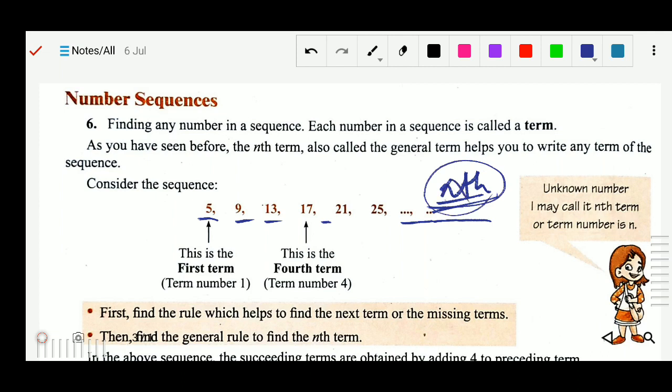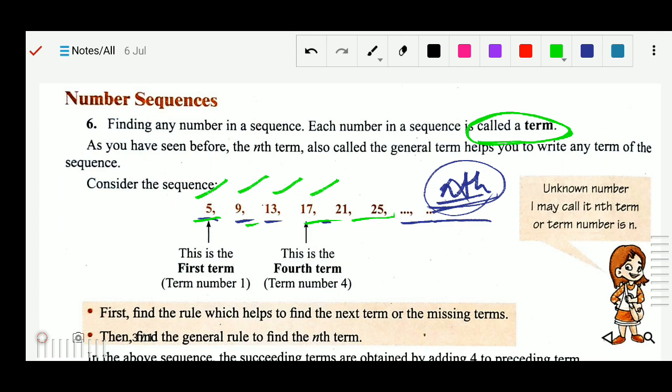Okay, finding any number in a sequence: each number in a sequence is called a term. Very important, you must remember this one. So this is the first term, second term, third term, so each of these numbers is called a term, likewise in order. First find the rule which helps to find the next term or a missing term, then find the general rule to find the nth term.